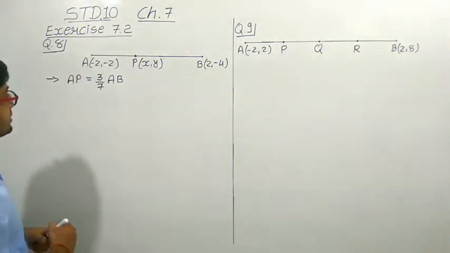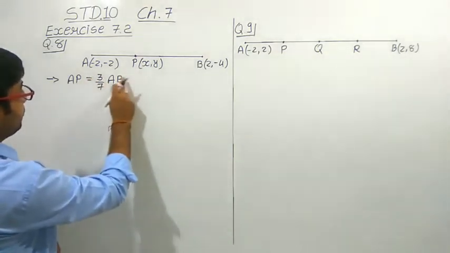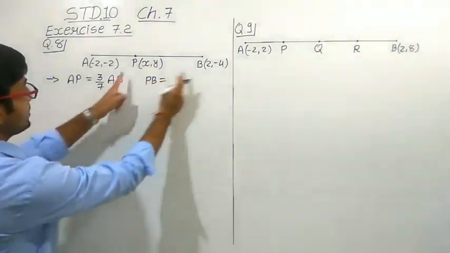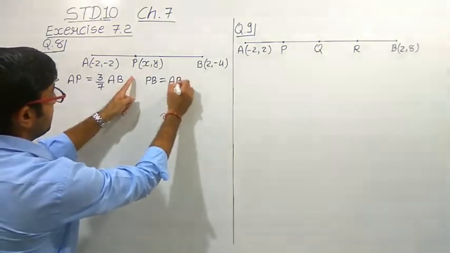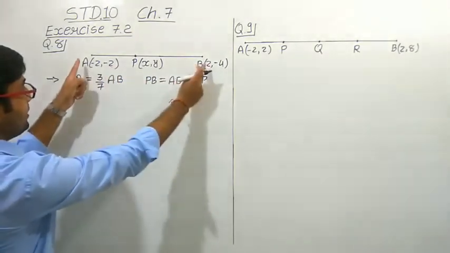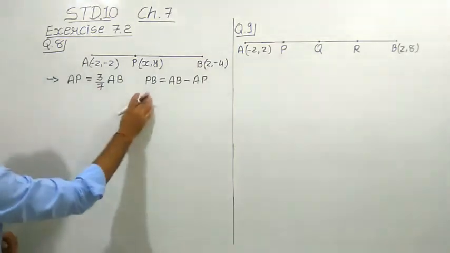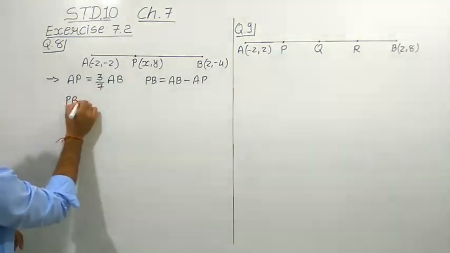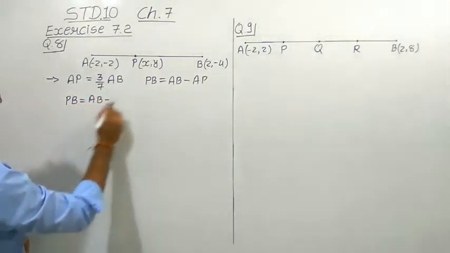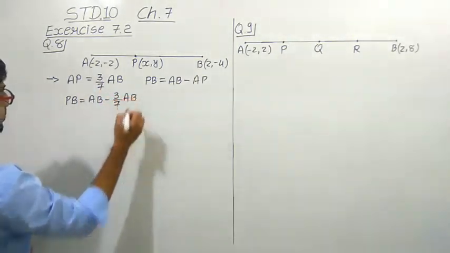So how can we find it? See, here we have to find PB. So we can write PB is equal to, this portion is what? AB total minus AP. Right? PB means AB minus AP. Now AP is what? 3/7 AB. So put down the value of AP. So we get PB is equal to AB, AB as it is, and in place of AP we write 3/7 AB.